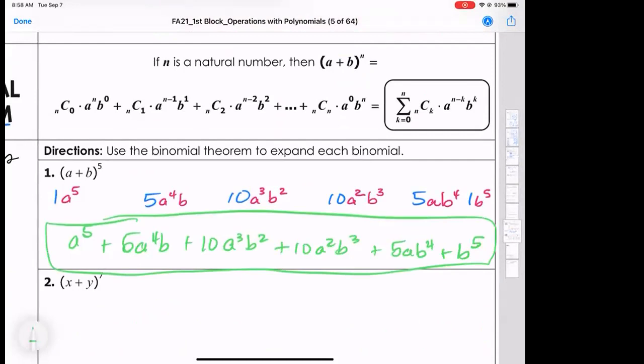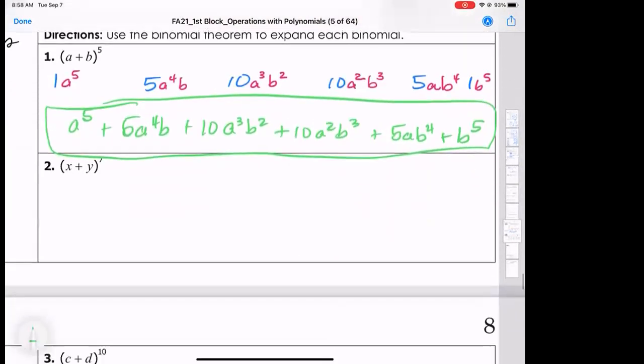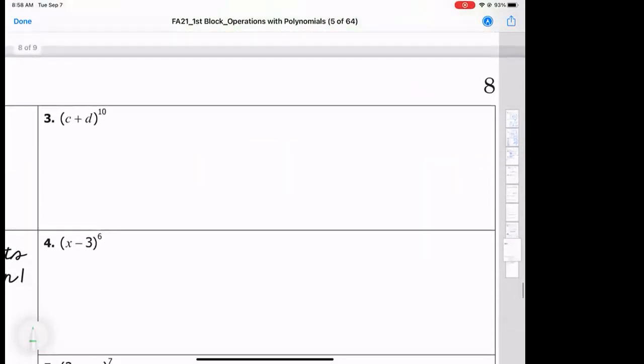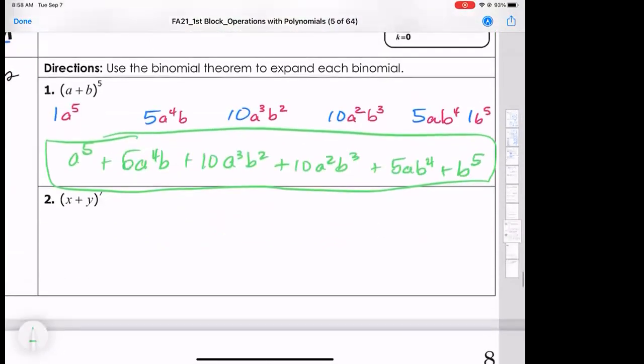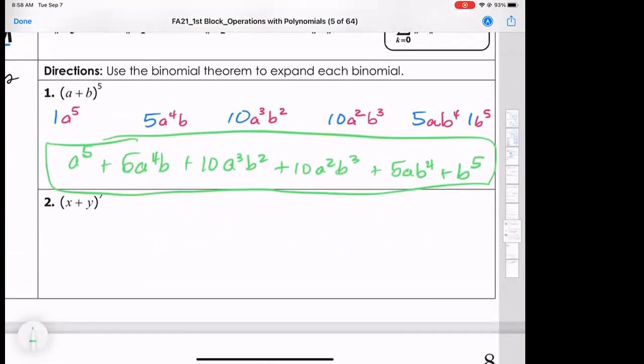Y'all do 2 and 3. 2 is big. Y'all do 2 and 3.